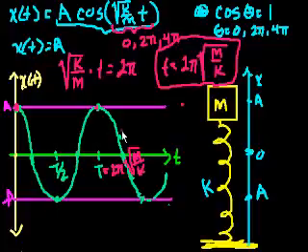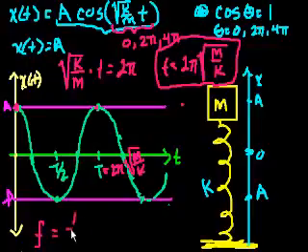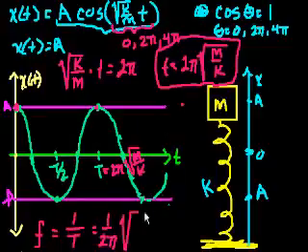And then what about the frequency? If you wanted to know cycles per second, well, that's just the inverse of the period, right? So if I want to know the frequency, that equals 1 over the period. Period is given in seconds per cycle, and frequency is cycles per second. So frequency is just going to be 1 over this, which is 1 over 2 pi times the square root of k over m. That's the frequency.